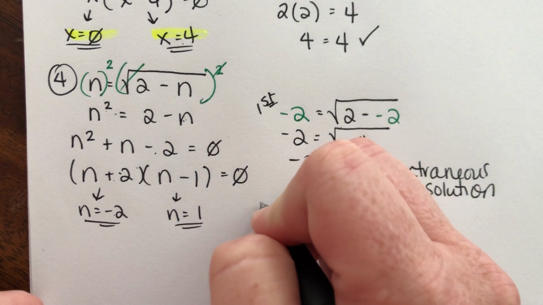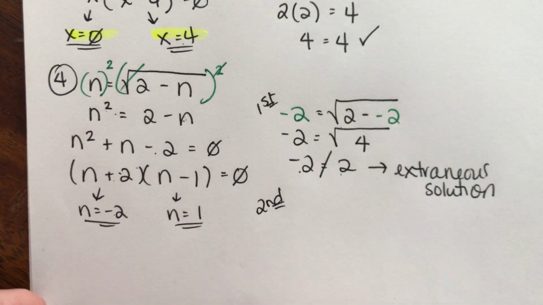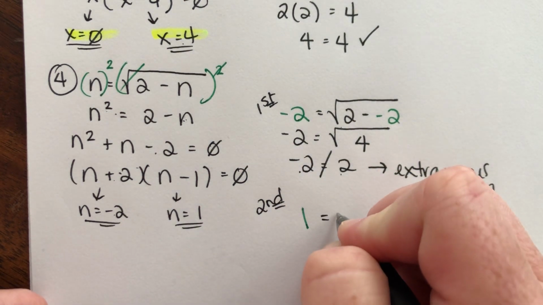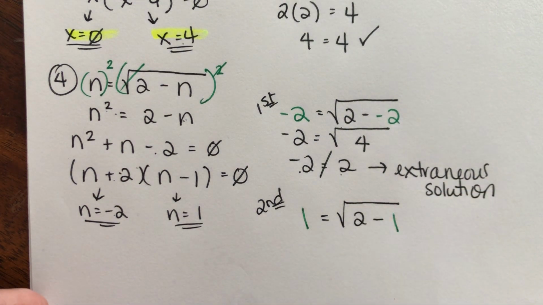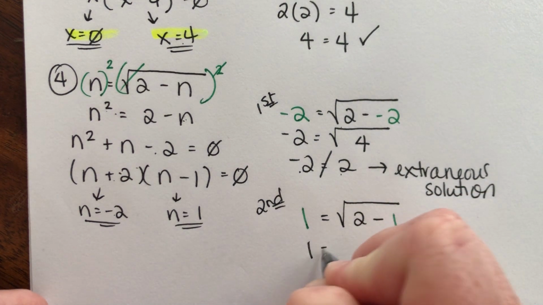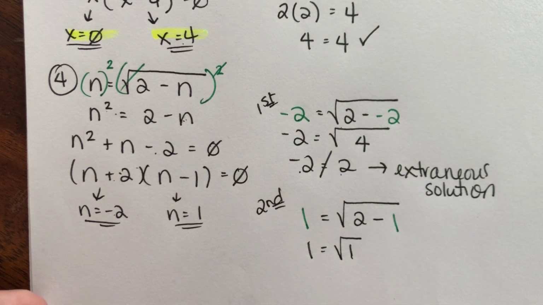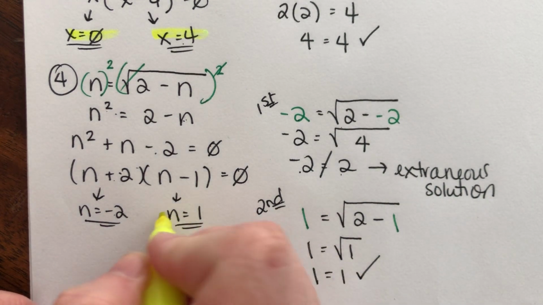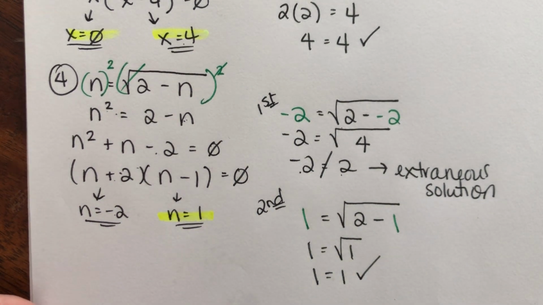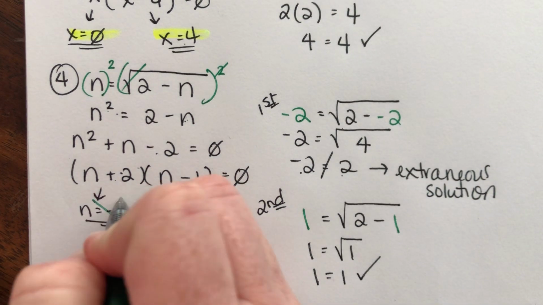Let's try +1. So 1 equals square root of 2 minus 1. So that's 1 equals the square root of 2 minus 1 is 1. The square root of 1 is 1, so that works. So that's our one solution. -2 was an extraneous solution.